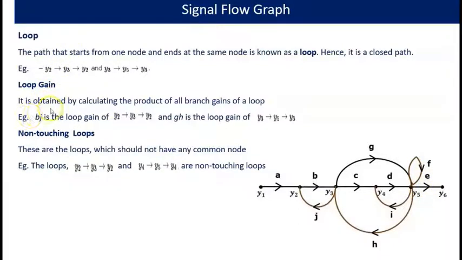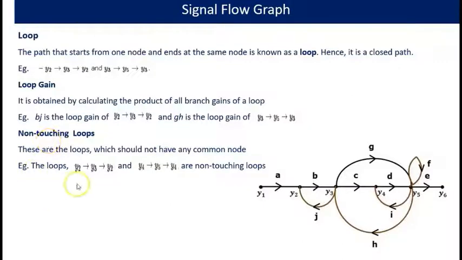Then what is loop gain? It is obtained by calculating the product of all branch gains of a loop. So consider this loop y2, y3, y2. Its loop gain is B into J, the product of all branch gains. Similarly, for y3, y5, y3, the loop gain is G and H. For this particular loop, it is E. For this loop, it is D into I, etc.